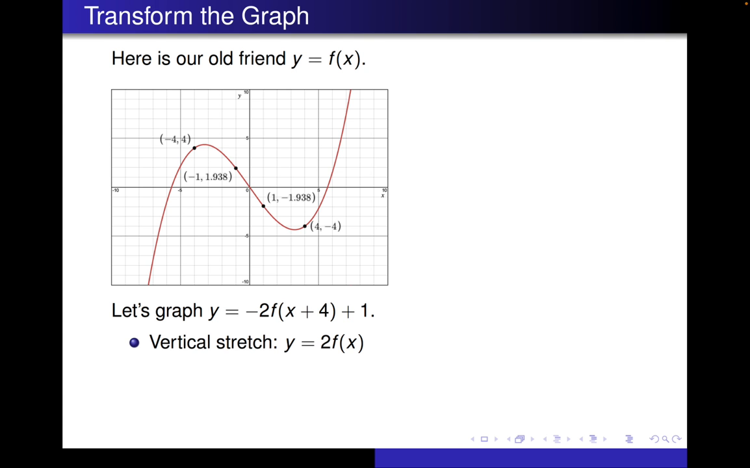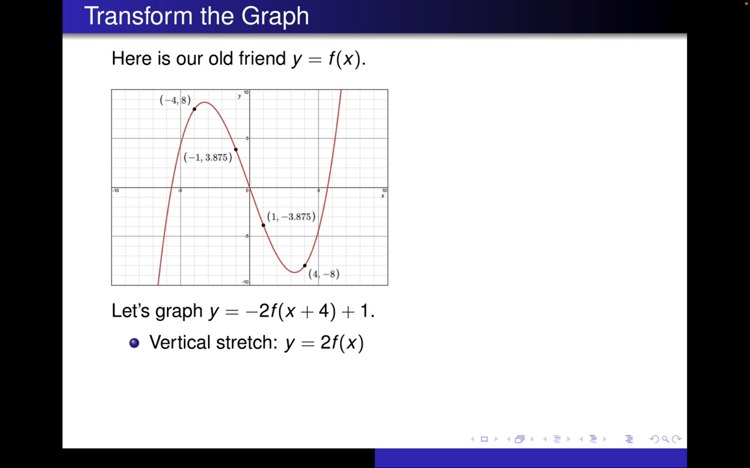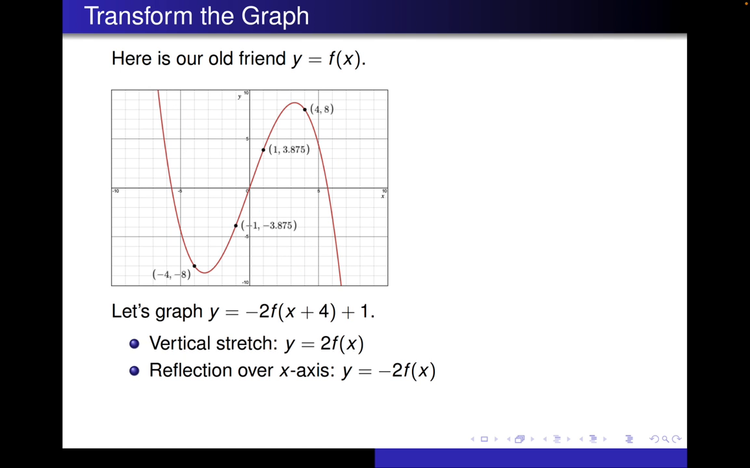So when we do that, we're going to stretch it by a factor of 2, and it's going to look like this. The next thing we'll do is notice that it's not a 2 in front of that f of (x plus 4), but a negative 2. So that means we're going to want to do a reflection over the x-axis. So we're going to take our old y-coordinate, 2 f of x, and just switch the sign, negative 2 f of x. And when we do that, that's going to flip the graph over the x-axis.